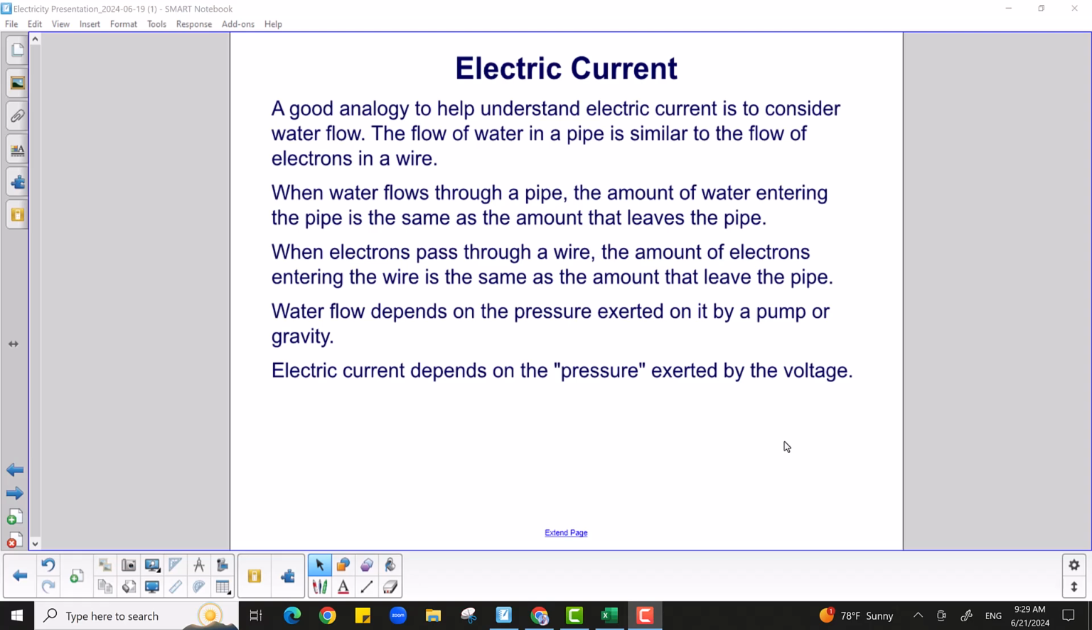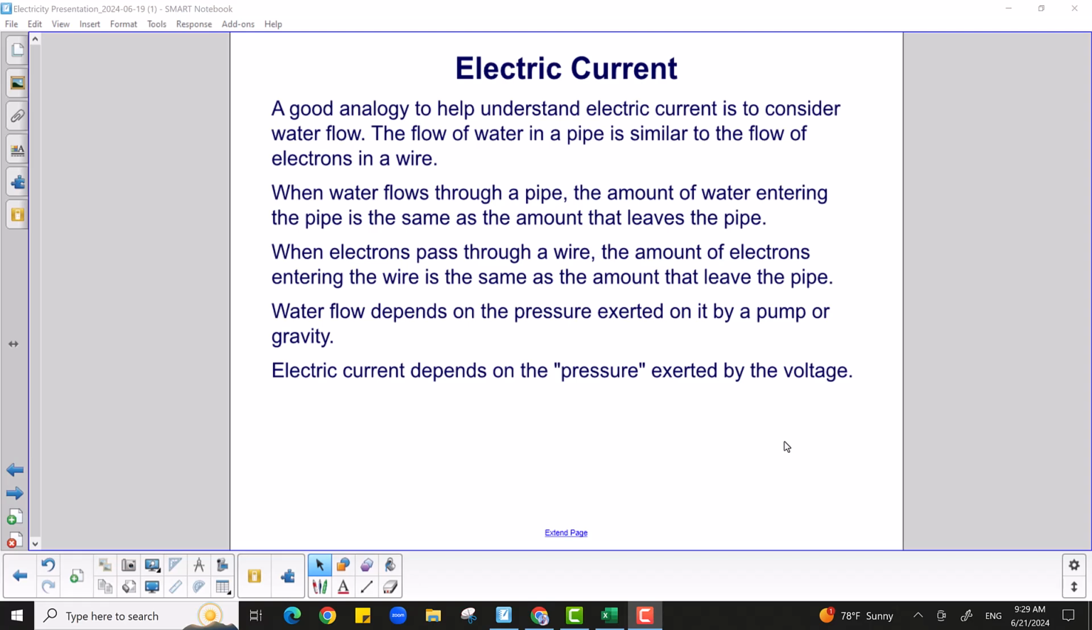A good analogy to help understand voltage and electric current is to consider water flow. The flow of water in a pipe is similar to the flow of electrons in a wire. When water flows through a pipe, the amount of water entering and then leaving a length of the pipe is the same. When electrons pass through a wire segment, the amount of electrons entering and then leaving the wire segment is the same.